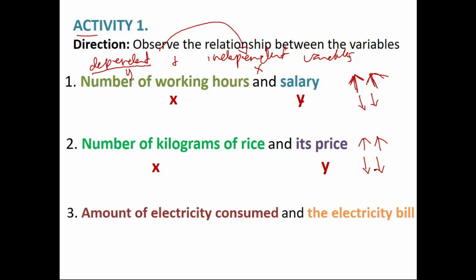Lastly, number 3, amount of electricity consumed and the electricity bill. The dependent variable here is the electricity bill, and the independent variable is the amount of electricity consumed. Kung grabe kayong mag-consume ng kuryente, mas mataas yung bayarin niyo sa kuryente. And these are just simple illustrations of what direct variation is.